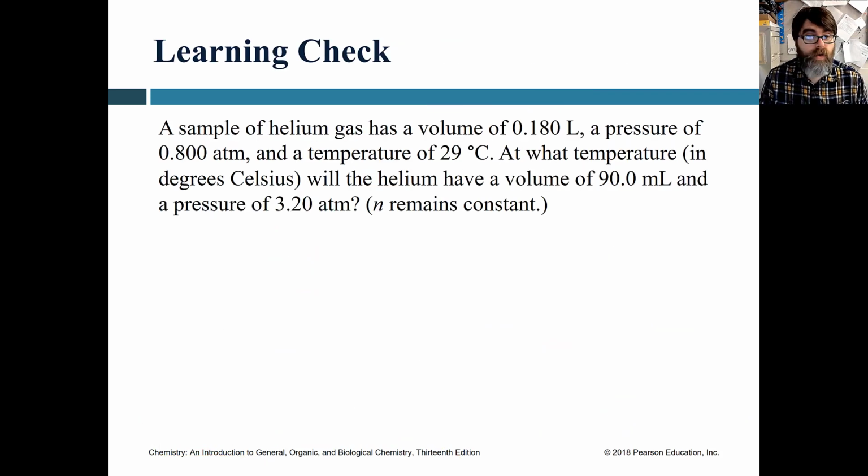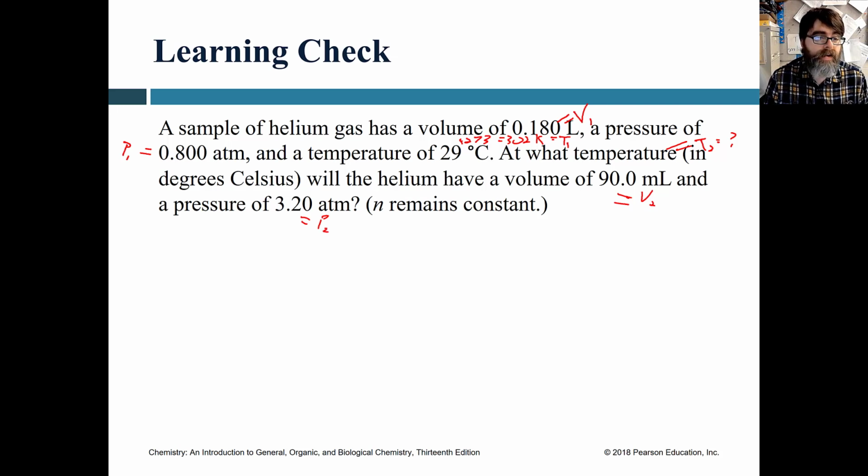Here we have just one more practice calculation. A sample of helium gas has a volume of 0.18 liters. So that's volume 1. A pressure of 0.8 atmospheres. That's pressure 1. We have a temperature. We're going to have to add 273 to that. And we're going to get 302 Kelvin, which is temperature 1. We're asked what is the temperature, so this is temperature 2 equals question mark. This is volume 2, and this is pressure 2.